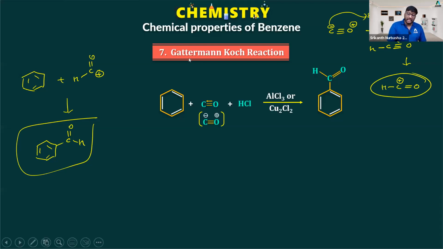This is nothing but your Gattermann-Koch reaction. This reaction you can understand carefully. Same electrophilic substitution reaction, and in this reaction, we are actually preparing benzaldehyde. Benzaldehyde is obtained in this particular reaction mechanism.